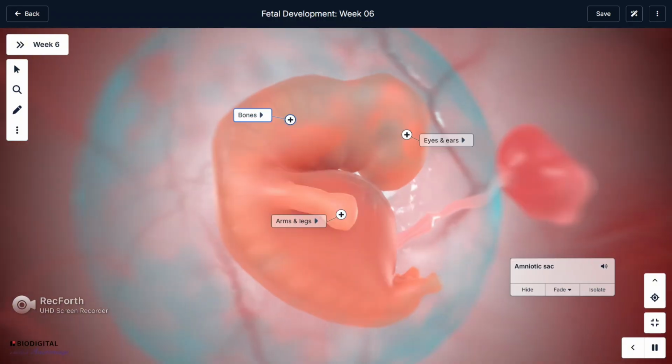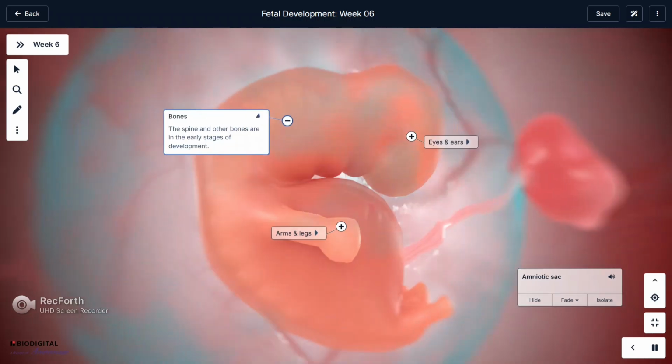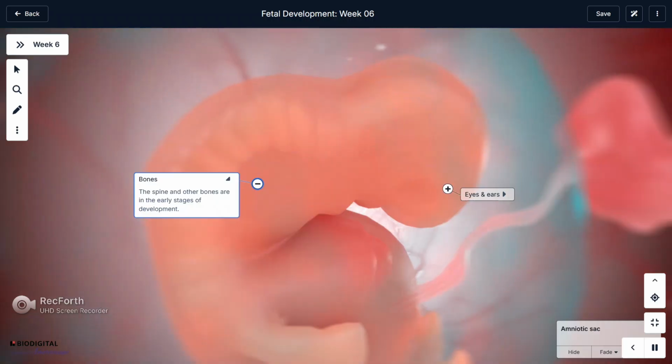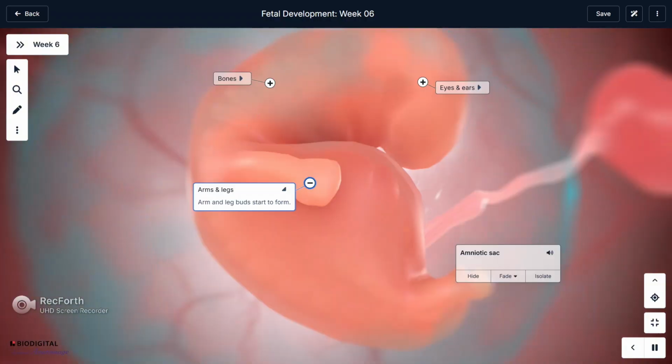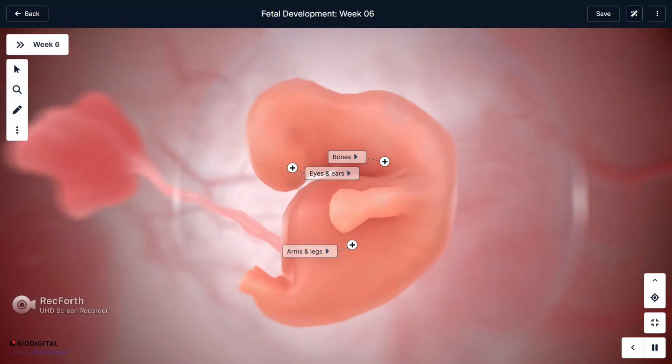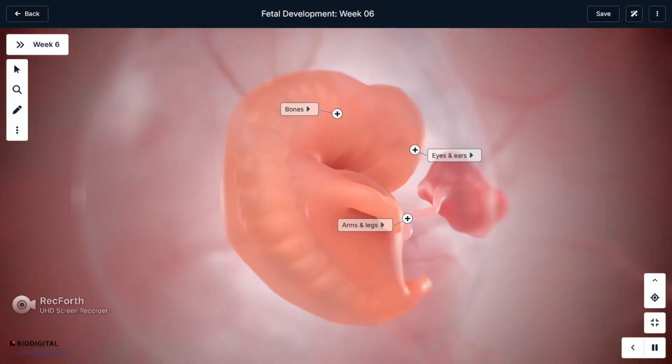And for week 6, the spine and other bones are in the early stage of development. The eyes and ears begin to develop during weeks 6 and 7. Arm and leg buds start to form. So this is the embryo at week 6.